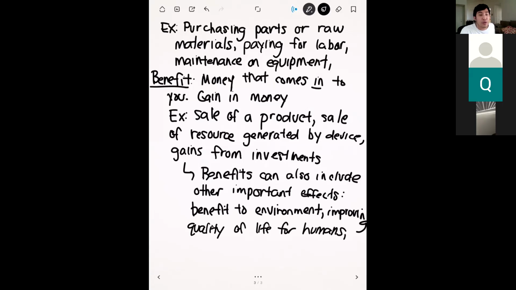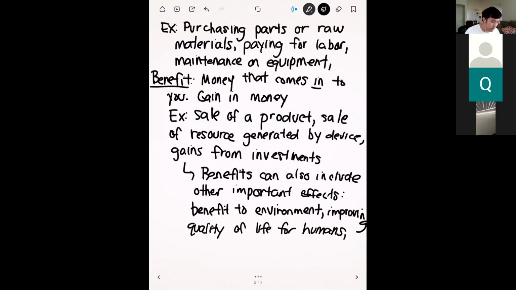So a great example of this would be public works projects that the city might undertake to improve the quality of the roads, fix up some parts of the city, right? Those things don't directly make money, but they do improve the lives of the citizens. So these are important jobs to do, and being able to take that benefit into account is important for these kinds of projects.